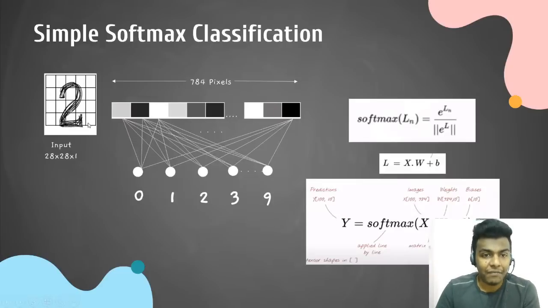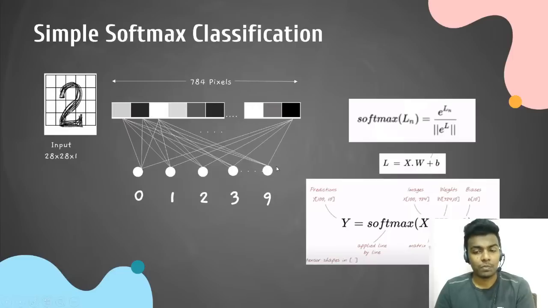So this is the first pixel, second pixel, and so on; we have 784 pixels. Each and every pixel is going to be connected with each and every neuron. For example, the first pixel value is connected to 0, and then it is connected to 1, and to 2, and then to 3, and so on. It is connected to the 9th neuron also.